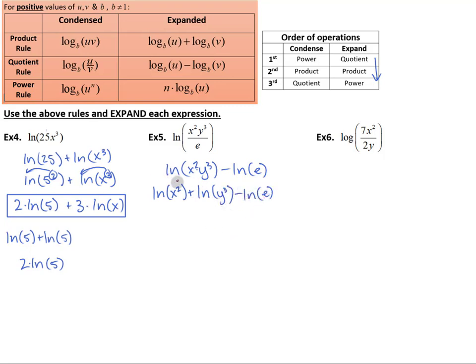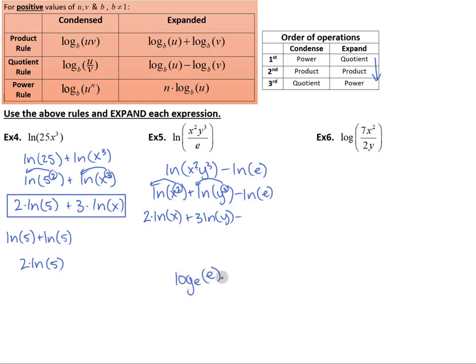And then we have some power rule. Right, lastly, our power rule. We do have some exponents to bring out. So we get 2 times the natural log of x plus 3 times the natural log of y minus the natural log of e. Now, natural log of e is actually log base e of e.